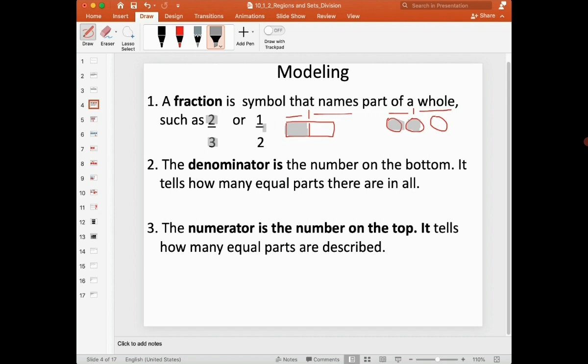For the fraction 1/2, this is a region because it's one thing that's cut into pieces. So we have one whole cut into 2 pieces. So 2 is the denominator, it's the total number of pieces in the whole. 1 is the part that's shaded. So 1 out of 2 is shaded, or 1/2.